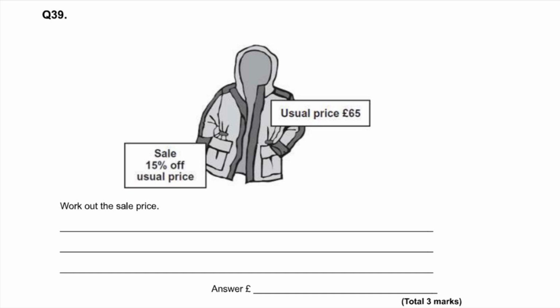Question 39. The usual price for that jacket is £65. The sale is 15% off the usual price. Work out the sale price. Okay, so 100% everything is 65.